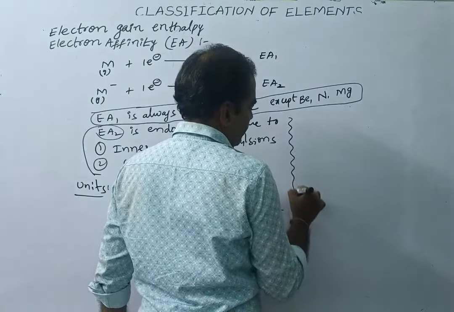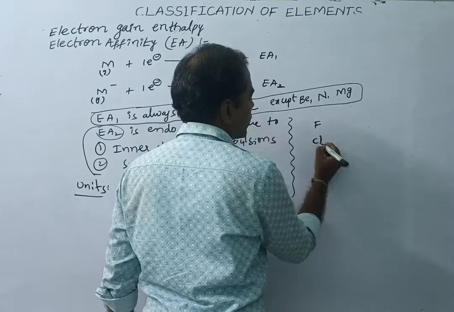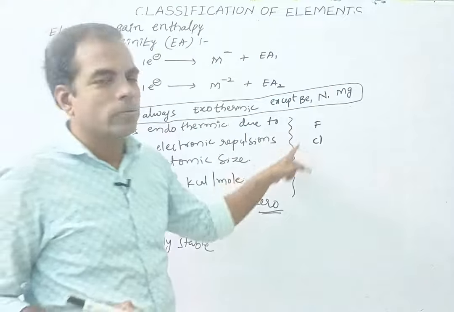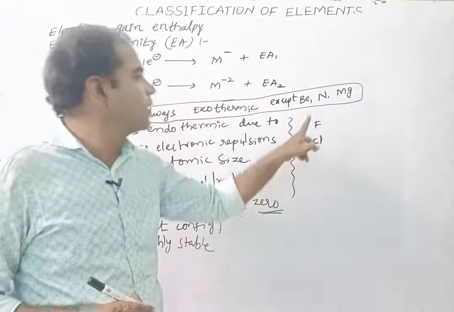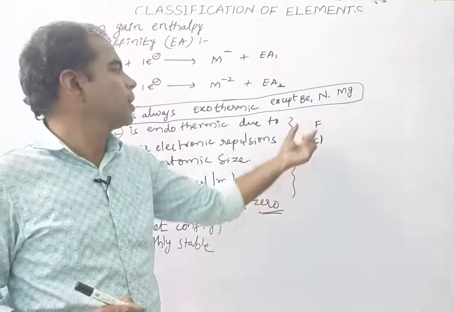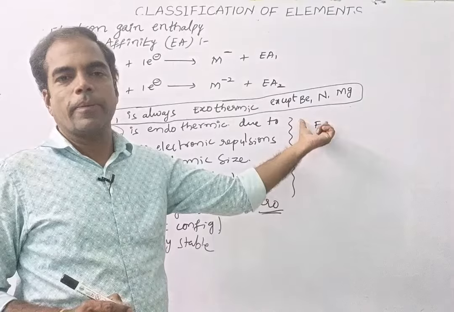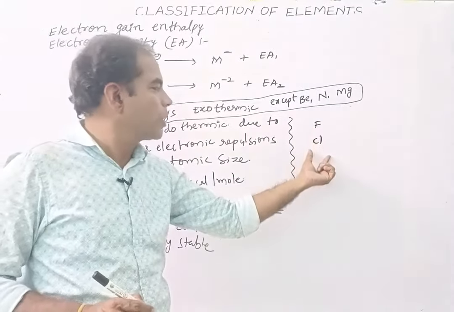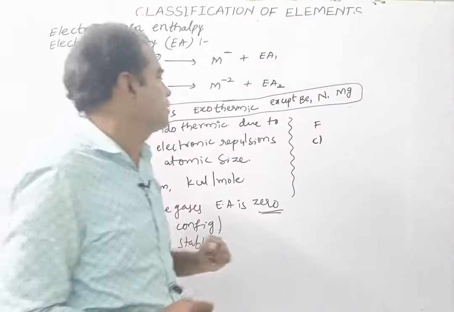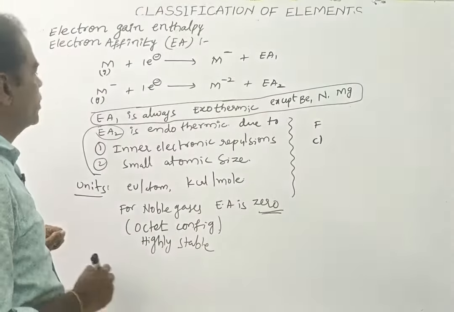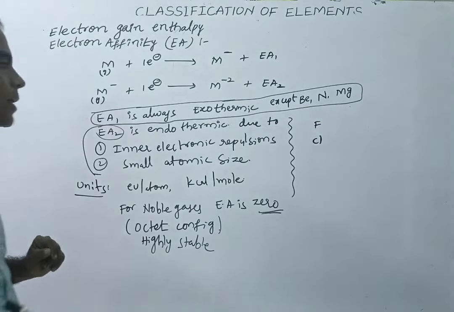See, fluorine, chlorine. Among these two, chlorine has more electron affinity than fluorine. Why? Because fluorine has a small atomic radius and inner electronic repulsions take place. That's why chlorine has more electron affinity than fluorine, right? Okay. Next, variation of electron gain enthalpy in groups and periods.